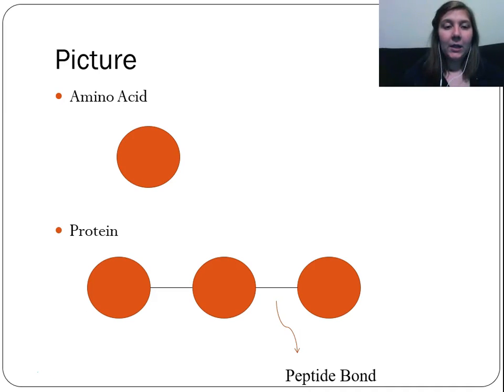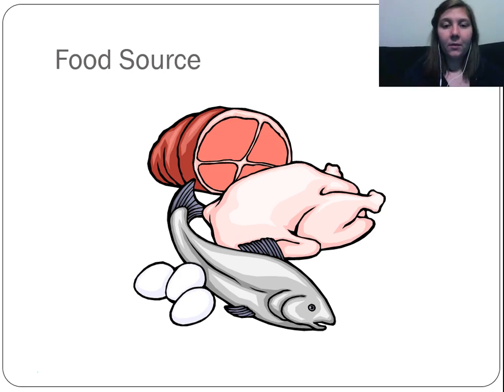You can see here an amino acid, again, is a monomer. It's one unit. And when we combine them, when they're bonded through a peptide bond, they become a fully functioning protein. Protein sources would be any sort of meat, eggs, nuts are a really good source of protein, tofu, soy, things like that.